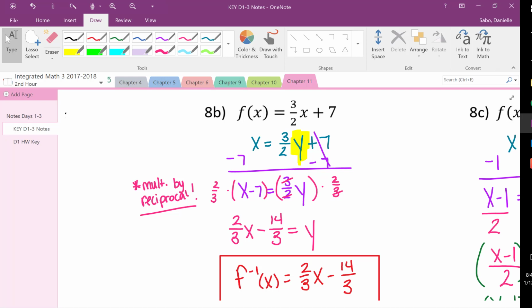And if you left it as 2/3 parentheses x minus 7, that's not technically wrong. So that would be okay. But I just kept going. I like to keep it in simple form. Give you another, make sure that you understand what's going on. The math brain thing is not finished.